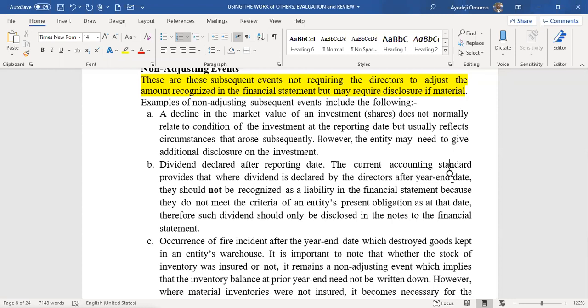Now, for such a situation, you can't go and start adjusting your financial statement for an investment value that has gone down, like shares, because it does not relate to something that was existing as at the end of that accounting period. So you do not need to adjust. However, you can give disclosures on that investment, but you don't need to adjust it because it's an investment. And don't forget that that investment that declined can bounce back again. So how many times will you be going to your financial statement, to increase, reduce, increase, reduce? No. So for market value of investment, which is shares, you do not need to adjust. Dividend declared after reporting date, you do not need to adjust.